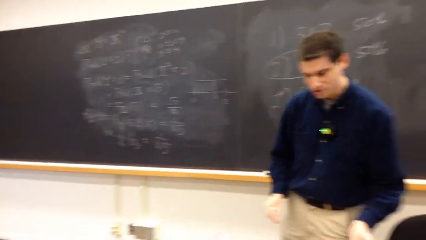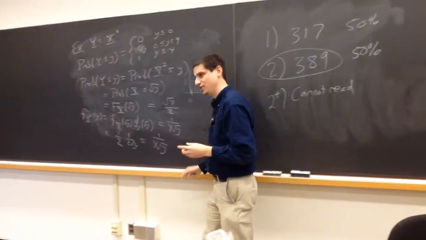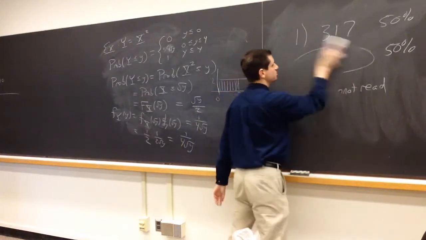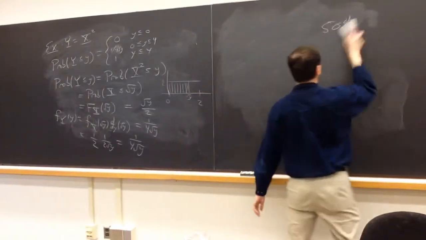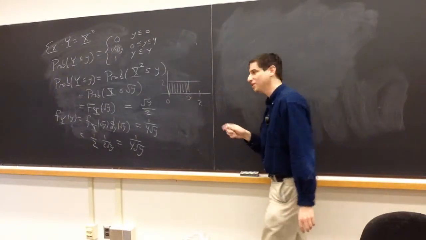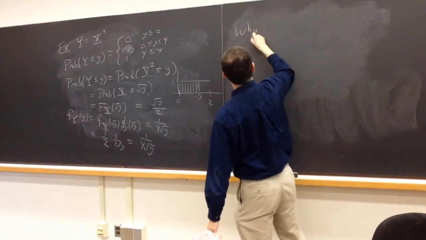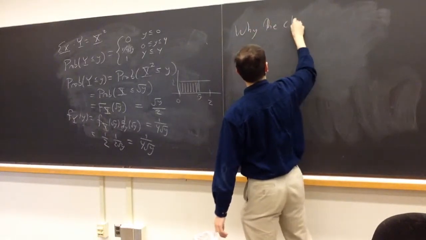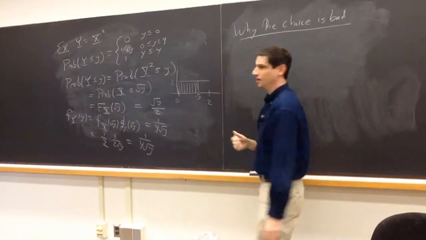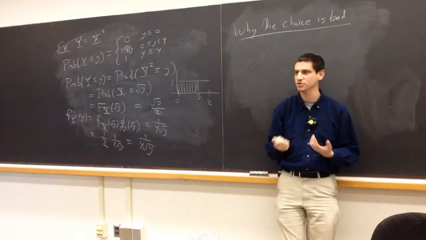All right, so I want to try to prove that you were actually very foolish to say 389. You should have voted the other way. I'm going to use probability because this is a probability class. So you really think 389 is the better choice? Here, why the choice is bad. All right, so I have 2 envelopes. One envelope has twice as much as the other.